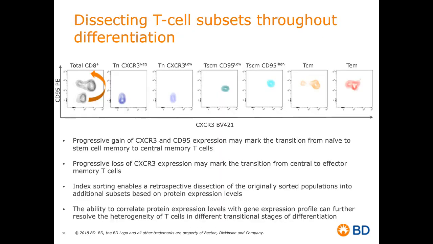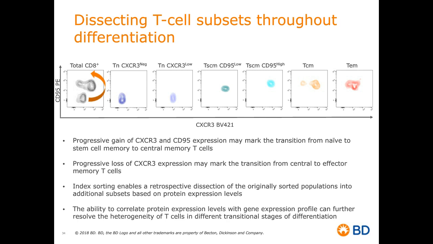Based on these observations, we can hypothesize that, for example, the progressive gain of CXCR3 and CD95 expression may mark the transition from naive to stem cell memory to central memory T cells, as illustrated in the first plot to the left by the arrow on total CD8 positive T cells, where we hypothesize this transition delineated by the arrow. And now with the power of index sorting, we can retrospectively go back to our data and further dissect this population of interest to really validate our hypothesis.